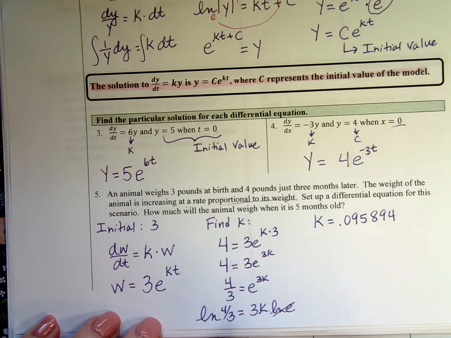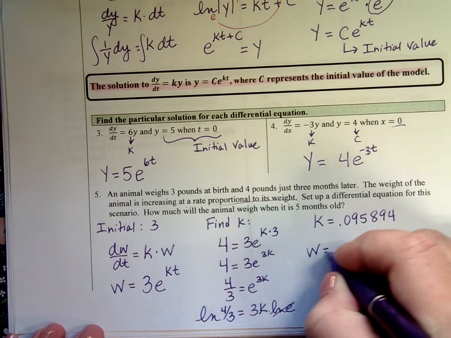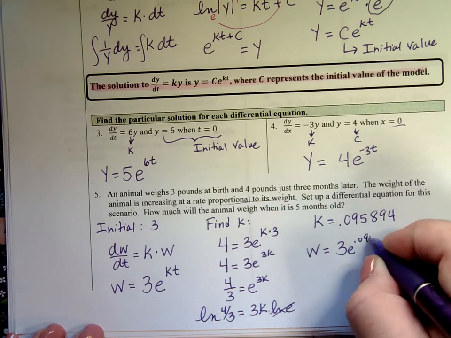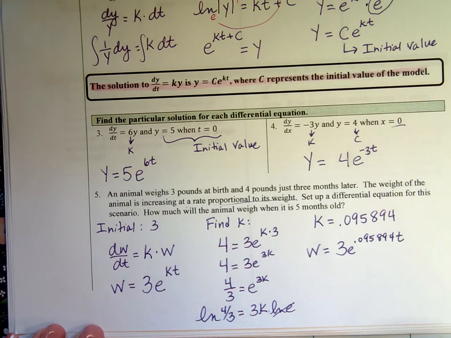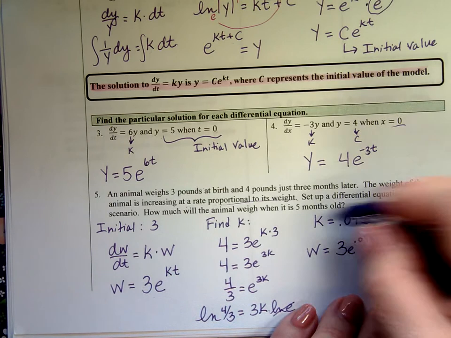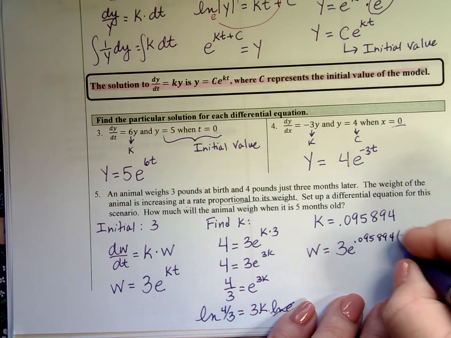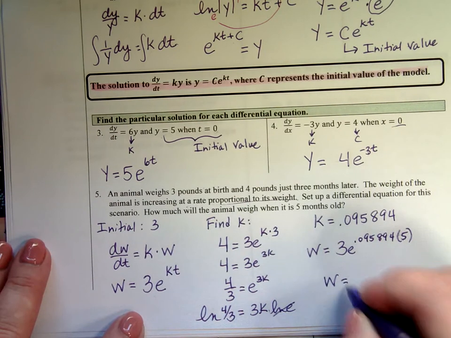Well, here's what your equation looks like. Remember this guy over here? You now know what k is for this. So w equals 3e to the 0.095894 t power. Well, what's t in our case? T is 5. So I'm going to replace that with a 5 months. At 5 months, what would this be? And so again, I go to my handy dandy calculator and I put into my calculator.